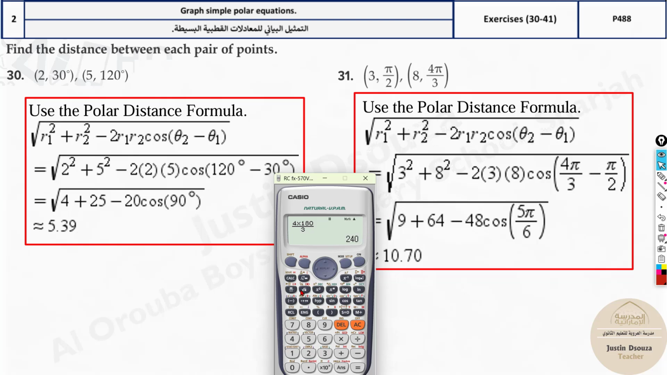Let me show you. So it's square root. Radius 1 is 3 square plus 8 square minus 2 times 3 times 8 times cos. Theta 2 is, over here we got 240 minus 90, close the brackets, and the answer is 10.70. So this is a better way to do it.